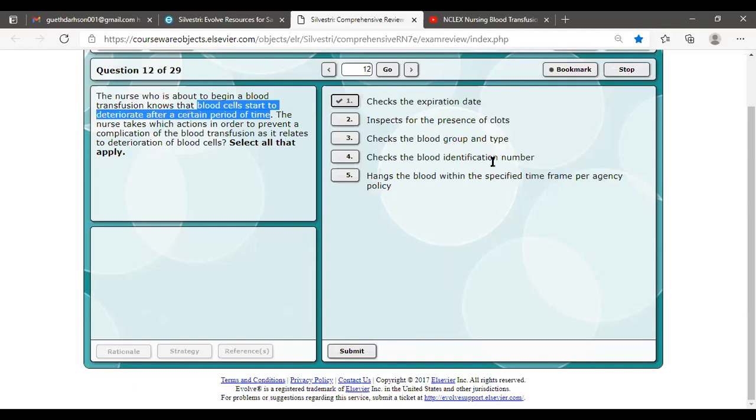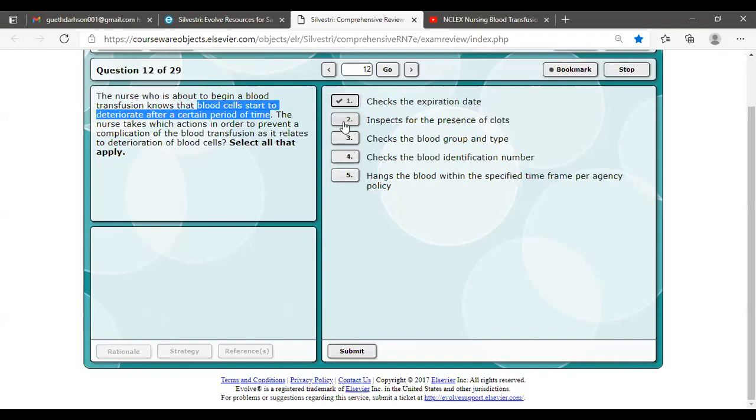Check the blood identification number. It is super important. Must do this, must check it. But again, I said this is also not directly related to the blood cell lifespan. Because in this question, the last section mentions clearly: the nurse takes what action in order to prevent the complication of the blood transfusion, is it related to deterioration of the blood cell.